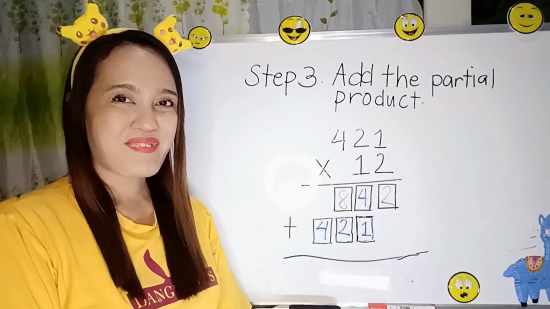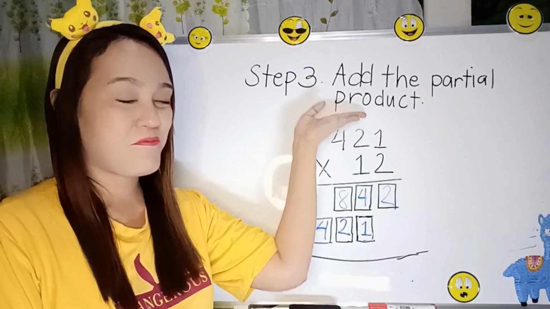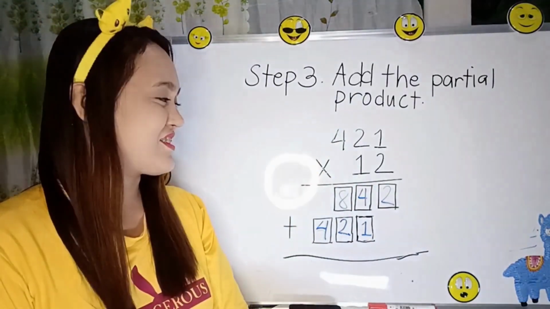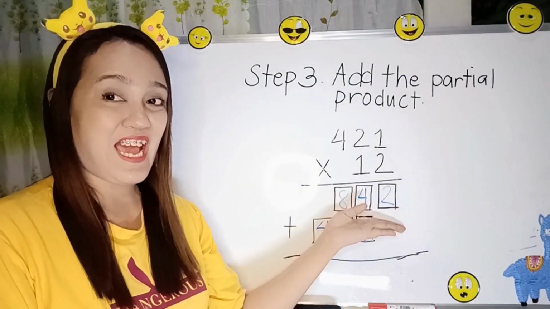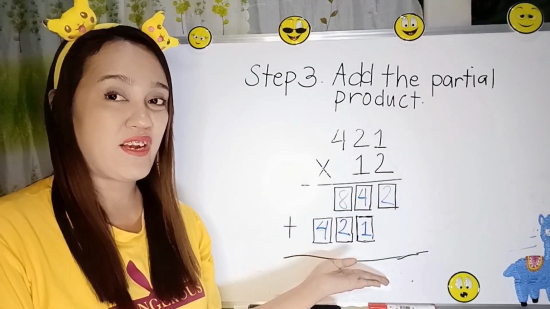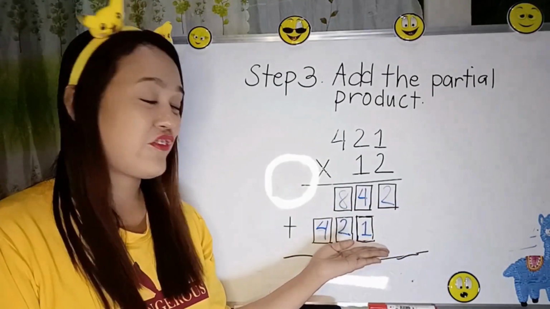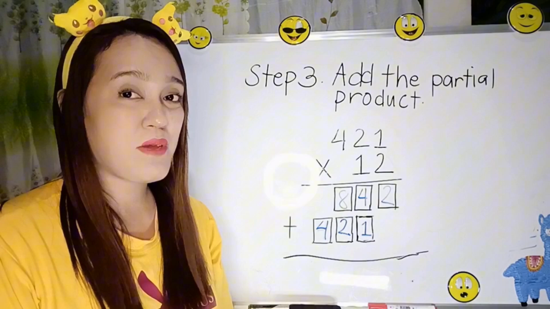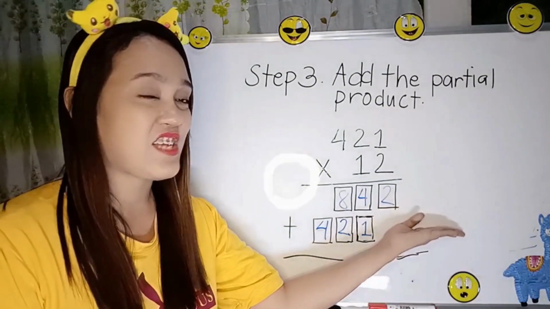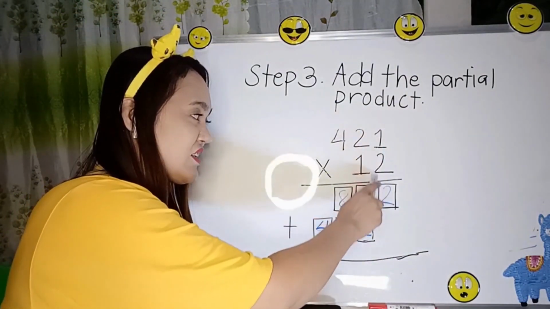1 times 4 is equal to 4. Step number 3. Add the partial product. In this example, we have 2 partial products. First is the 842 and next is the 421. So let's add 842 and 421. Always remember, in adding partial product, we have to start at the right side or the ones digit.